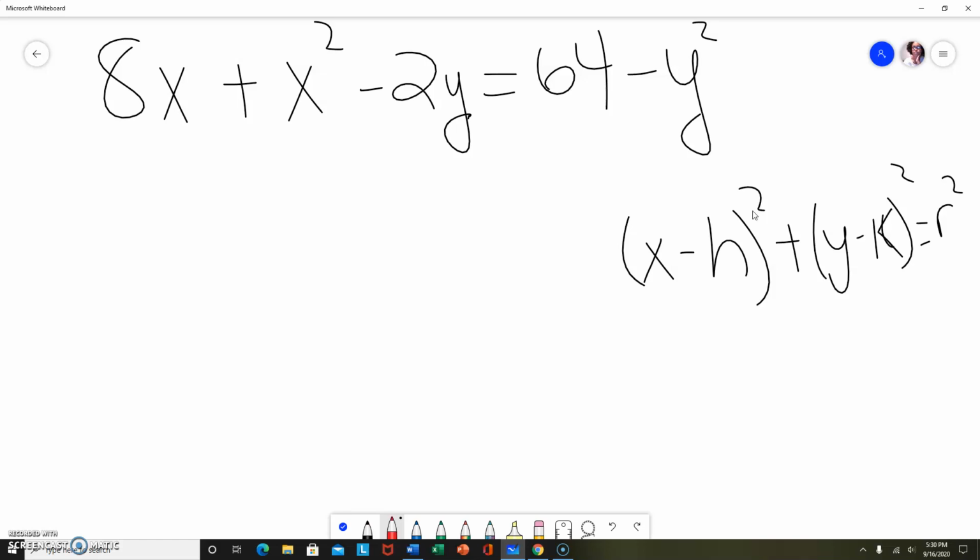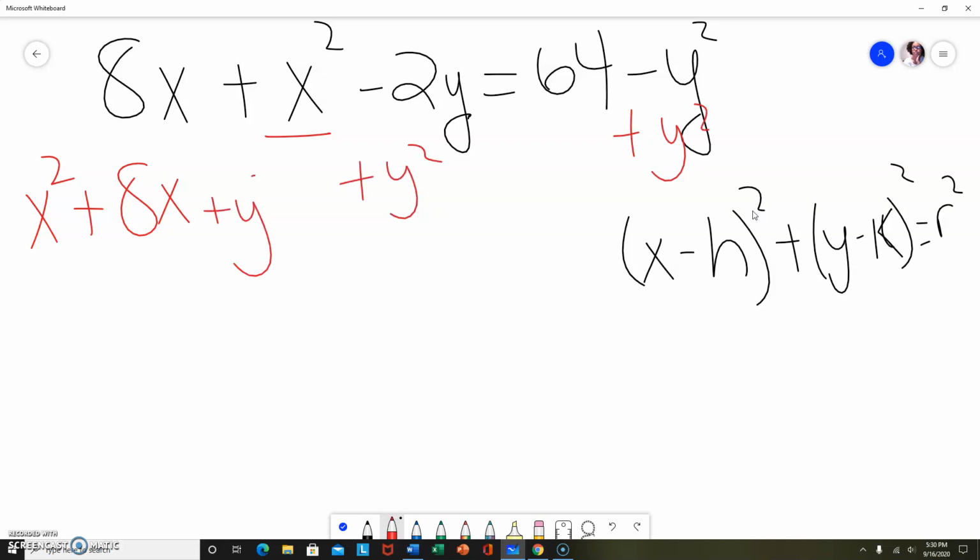So the first thing that I'm going to do, this x squared, I want it in front. So I'm going to say x squared. My 8x is already near it. I need to add y squared to both sides, right? So I get plus y squared minus 2y, and it's already equal to 64.